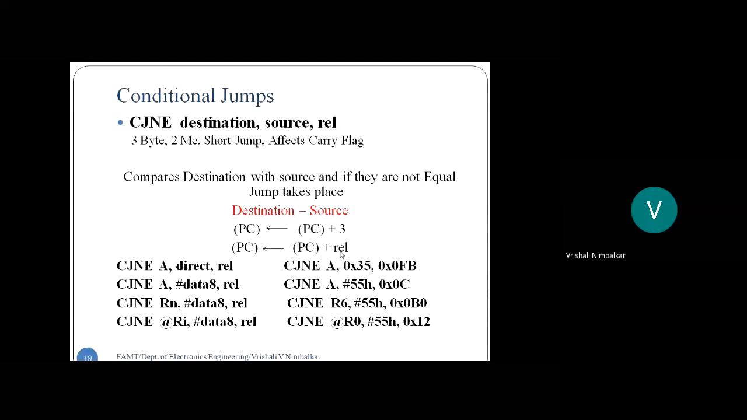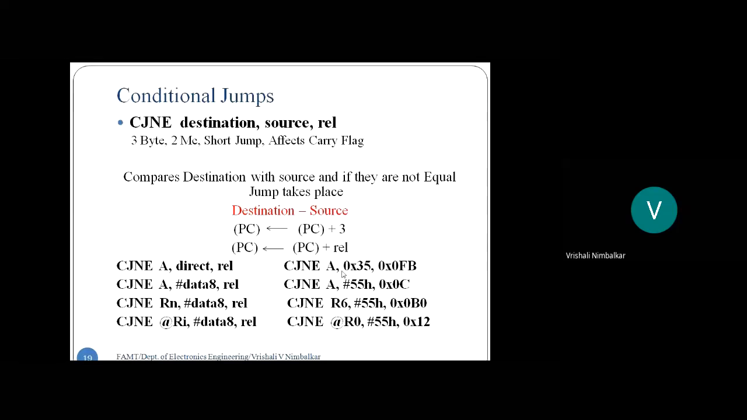Okay, students. So what are the formats? See, we have 4 formats. The first 2 formats are comparison with the accumulator. The third format is comparison with registers R0 to R7. And the fourth format is comparison of a data byte in memory. So these are the 4 formats of CJNE. We had seen this also: CJNE A, direct, relative. So the example is written ahead.